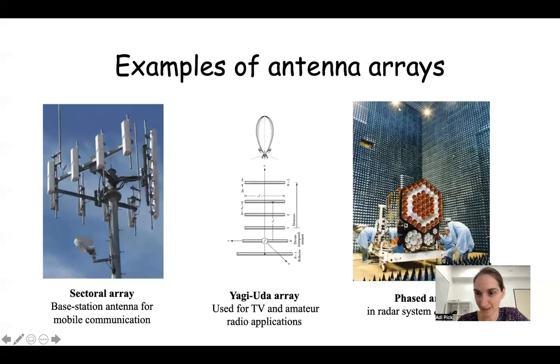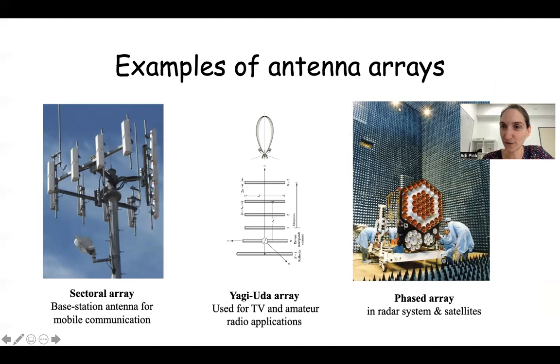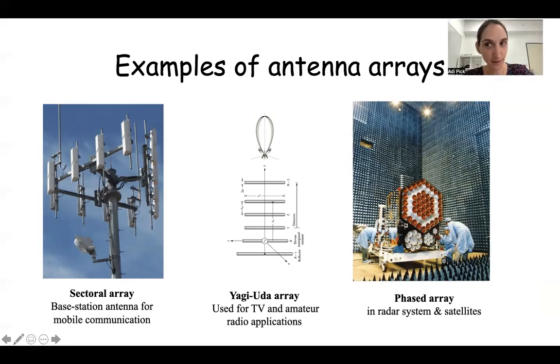All right, so let me conclude the introduction by giving 3 examples of antenna arrays. There are many examples, but here are 3. So this sectoral array is something you probably see when you drive in your car and you pass through a mobile communication tower. You will see this triangular structure. It's actually an array composed of 12 dipole antennas. So you have here 4 antennas on each side of this triangle. This is a sectoral array.